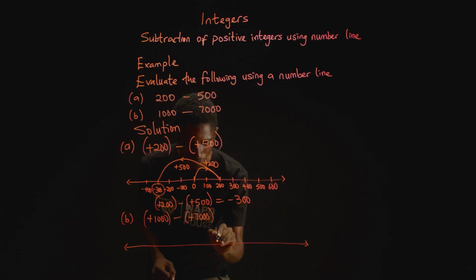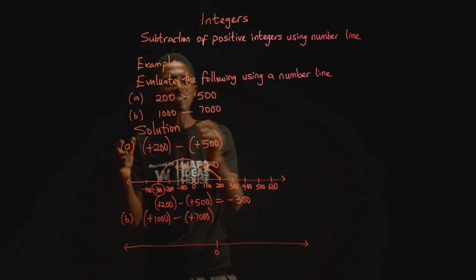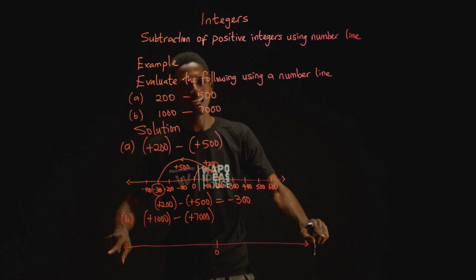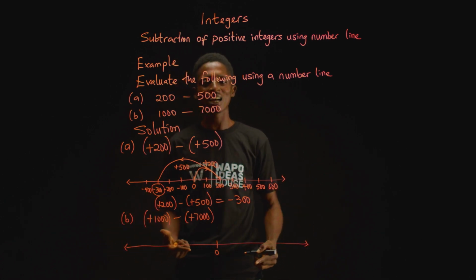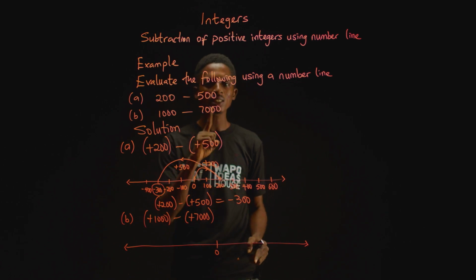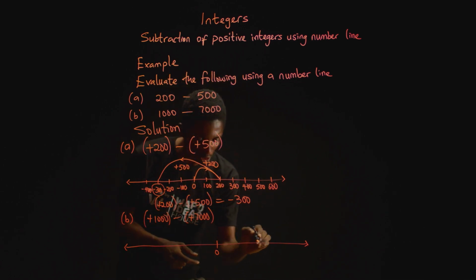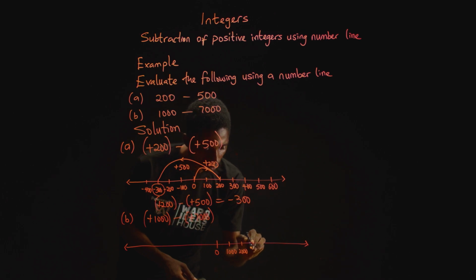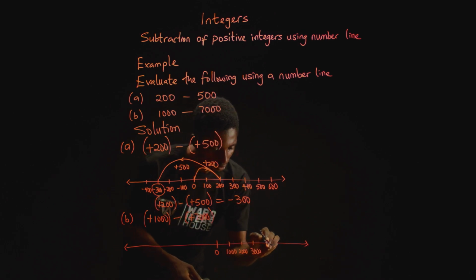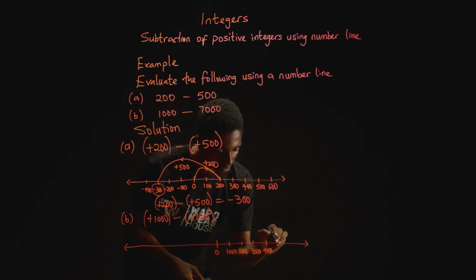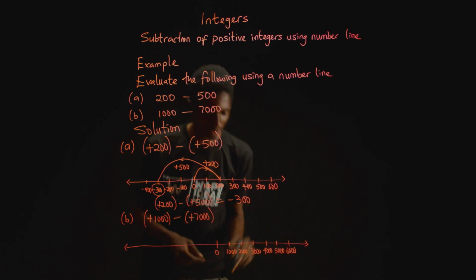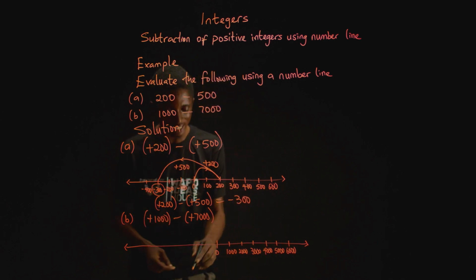From 0. We are dealing with thousands here, and if we go in steps of 100, this line would not be enough. So we go in intervals of 1000, where one step is 1000. So to the right, we have 1000, 2,000, 3,000, 4,000, 5,000, 6,000. And then to the left, we have our negative integers.